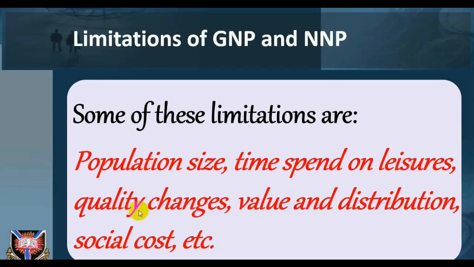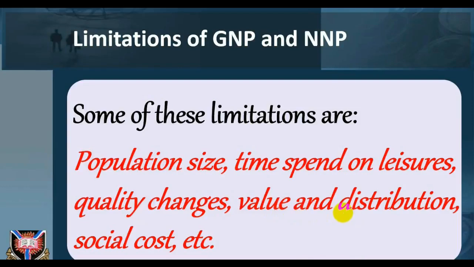Quality changes. GNP and NNP do not take into account changes in the quality of goods unless its price reflects the improvement. For example, for a brand new type of drug, if the output and cost of the new drug is the same as the old, the GNP will not increase, even though the new drug is twice as effective as the old. 4. Value and distribution.